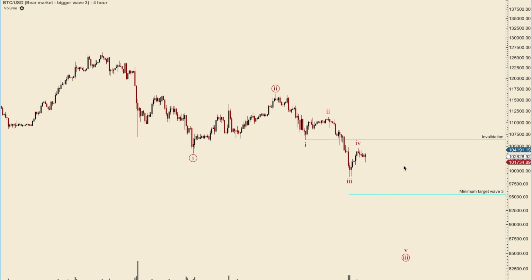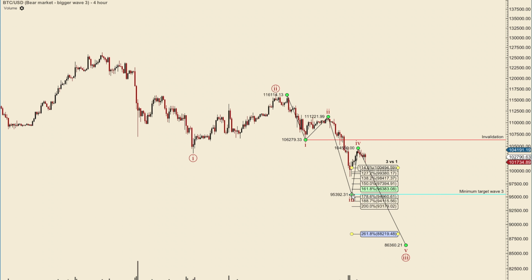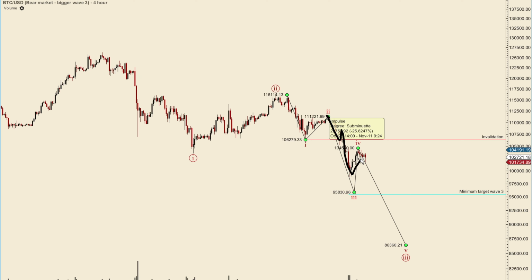So I don't really like the count of this, and we basically would need to have the minimum target here of wave 3 in order to be certain of this count. Meaning that this wave 3 is not really over, and this is more like a 1, 2, 3, 4, 5 into a wave 3, that kind of thing. So here we want to see wave 3 stretch a little bit deeper down.